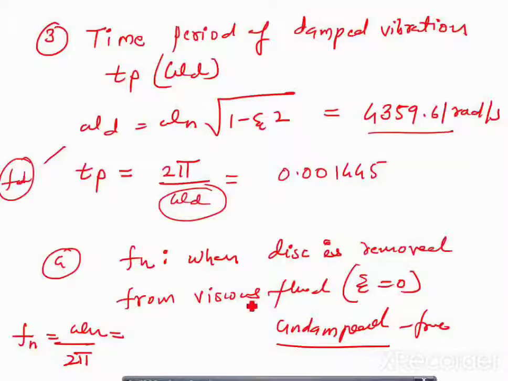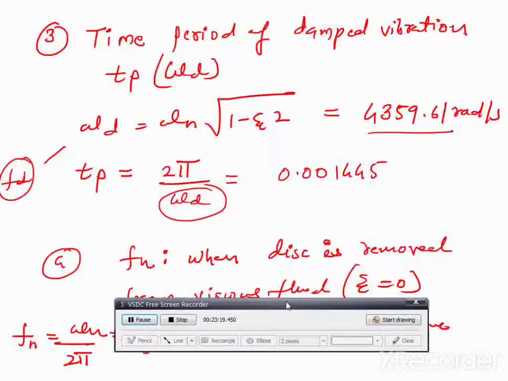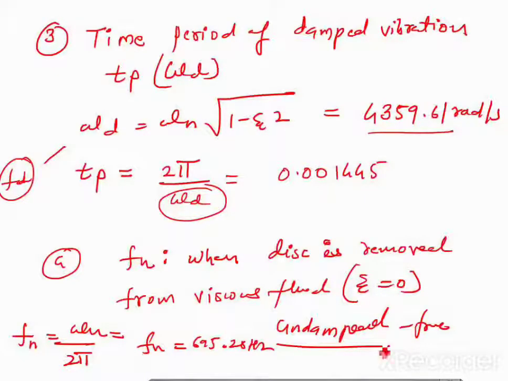But now they are asking disk is removed from the viscous fluid. So zeta is equal to 0. It's an undamped free vibration condition. So omega n upon 2 pi. Omega n we already know. So from this I am getting Fn. After calculating I am getting Fn as 695.28 hertz. Okay. So this is how we have to solve such type of problems. Now I will move on to the next problem. Again a different type of problem.